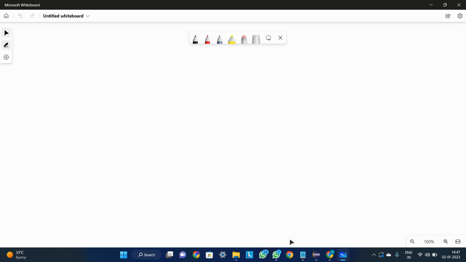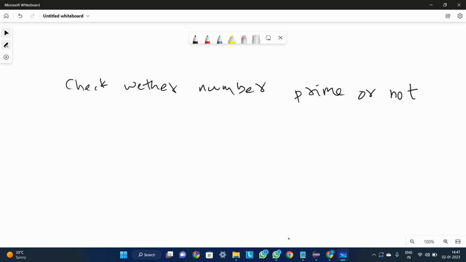Just check whether the given number is prime or not. Check whether the given number is a prime number or not. Yeah, obviously it looks simple, but we need to write an efficient code.